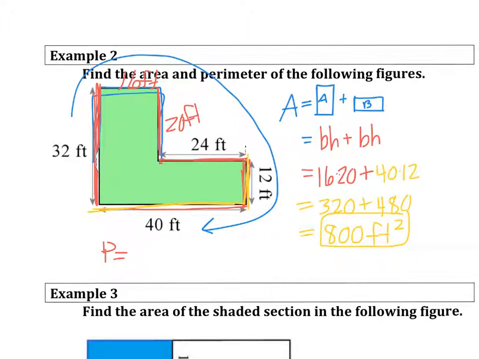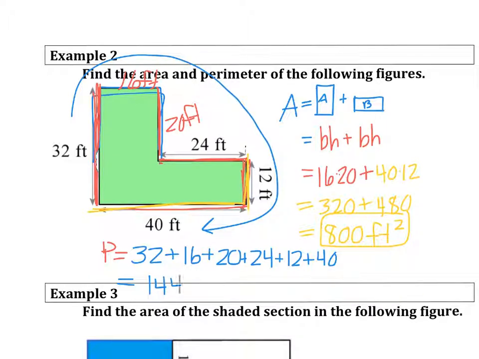So I'm going to start with 32. My perimeter is going to be 32 plus 16. This is how much fence or how much rope I would need around the shape. Plus 20, plus 24, plus 12, plus 40. And now I've made my way back to 32, so I know I don't need to count that again. And then I'll punch all these into my calculator. 32 plus 16, plus 20, plus 24, plus 12, plus 40. I'm getting a perimeter of 144 feet. And it's not squared because it's just a length. It's like the rope that would go around the shape.